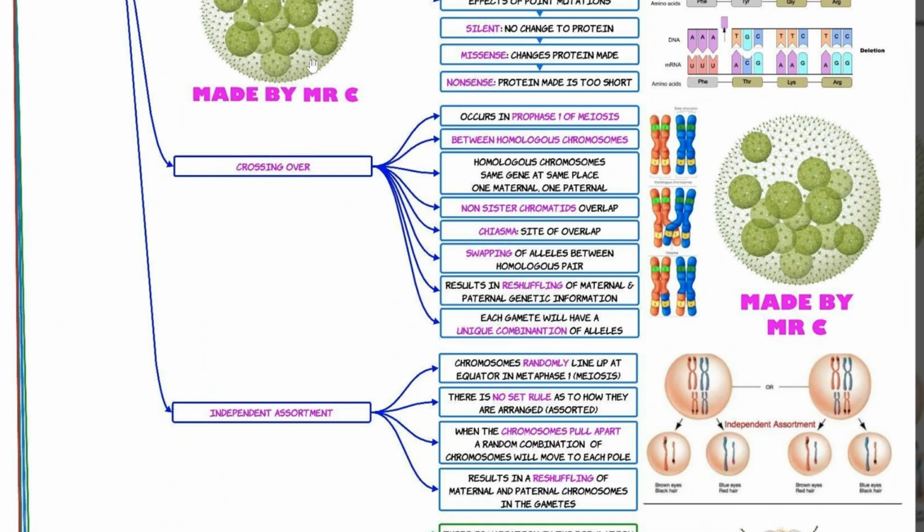In independent assortment, this is where the chromosomes line up randomly at the equator, and because there's no set rule, they do it randomly. So there are many combinations possible when they do pull apart and move to each pole. Again, this results in a reshuffling of the genetic material, adding variation to the population.